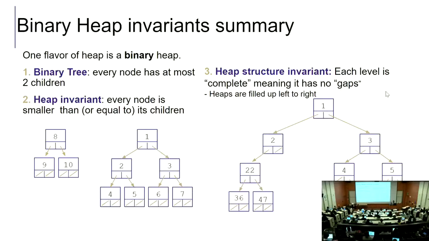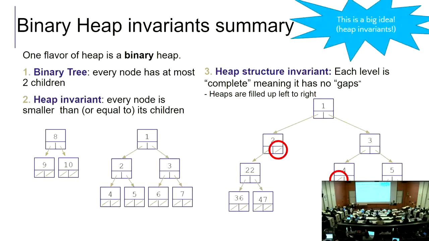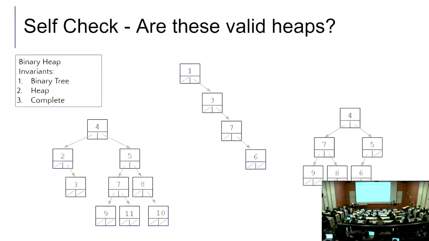Where is the gap? Which node has a gap? 2. 2's got a gap. Any other nodes with a gap? 4. Yeah, and we don't even know in what order this is. But right now, these nodes shouldn't be here. This is a gap. These nodes shouldn't be here. This is a gap. Yes, I agree. Yes, there we go. Cool, great. Heap invariants.